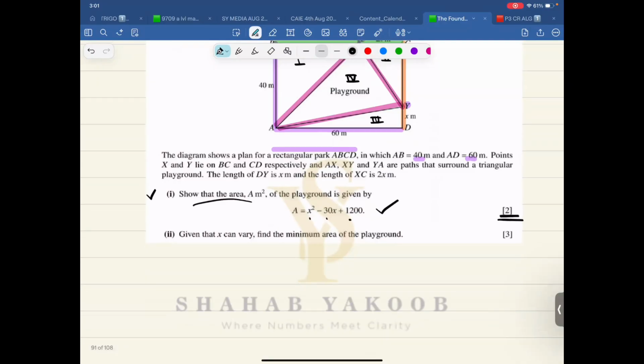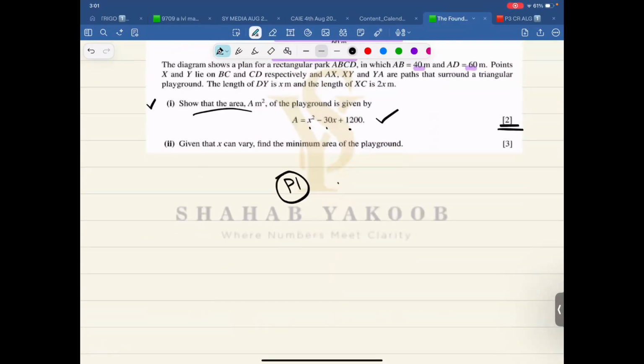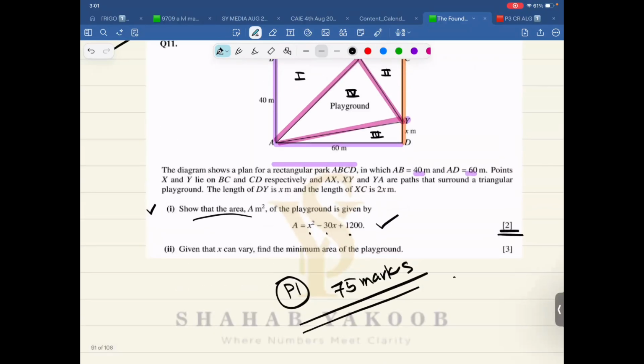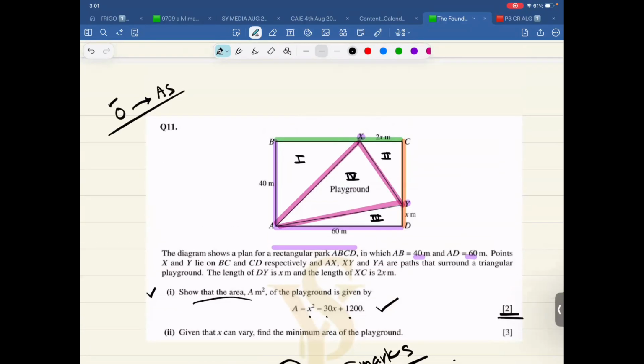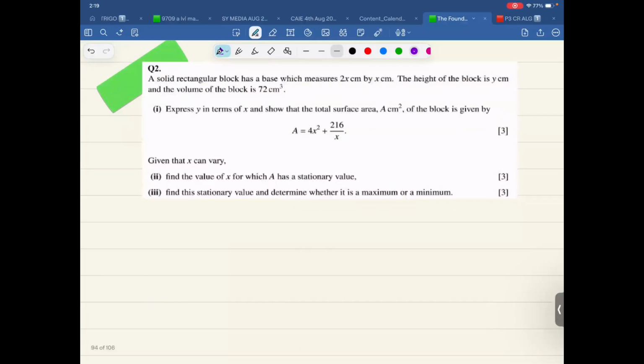I have obtained 2 marks. By the way, the P1 paper is 75 marks, so every single mark counts. So that's how, using O-level knowledge, I have solved an AS level maths question right in front of you. Okay, so let's move on.